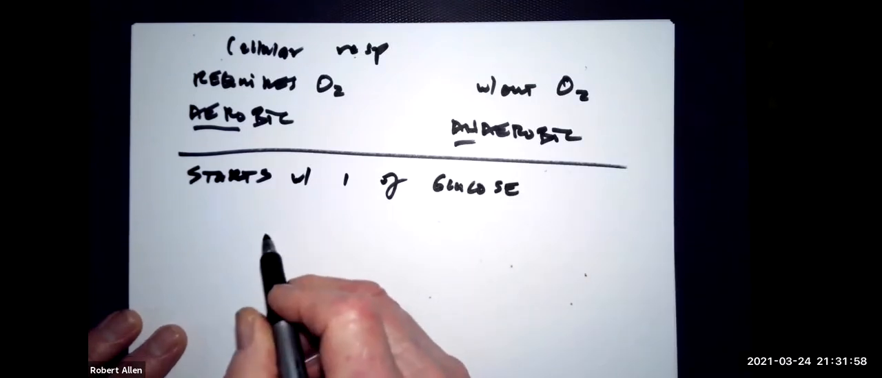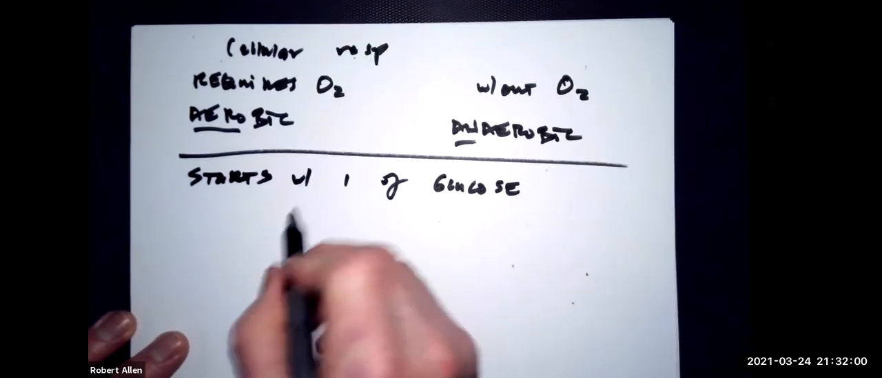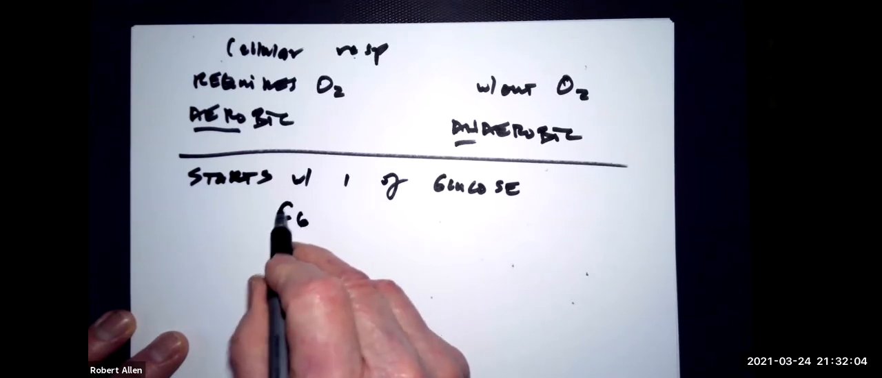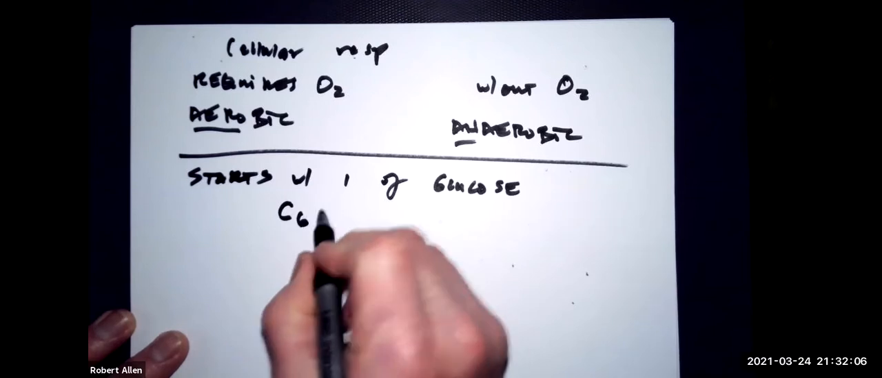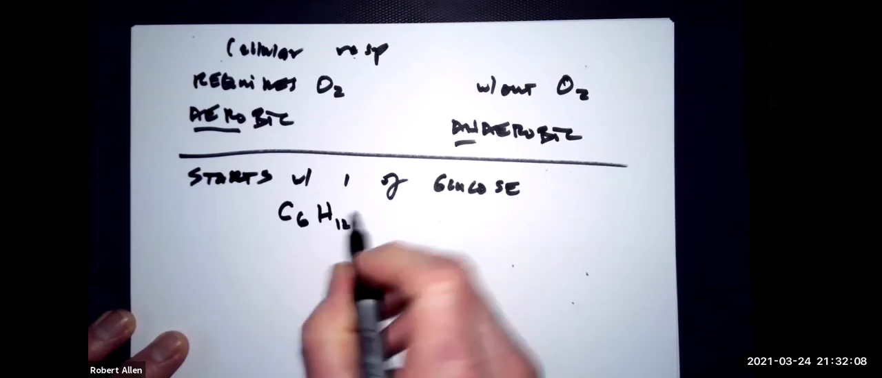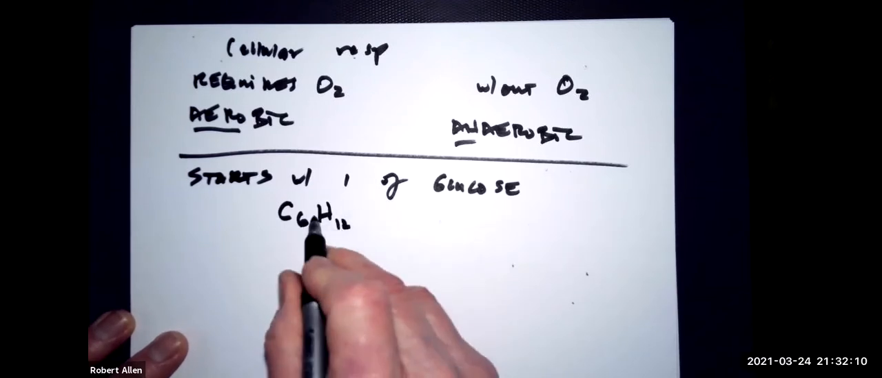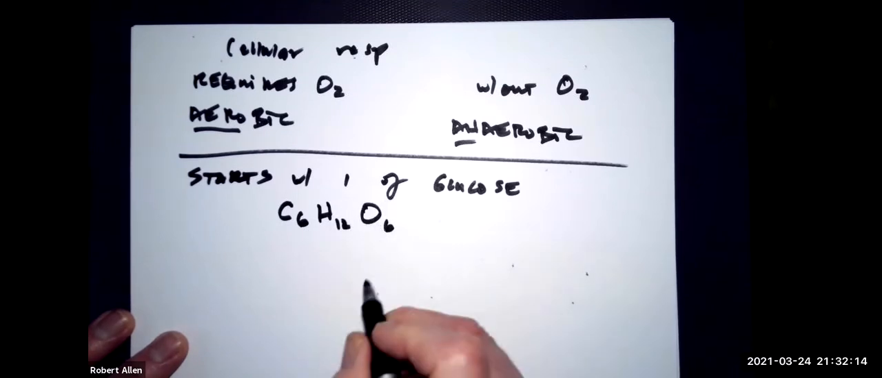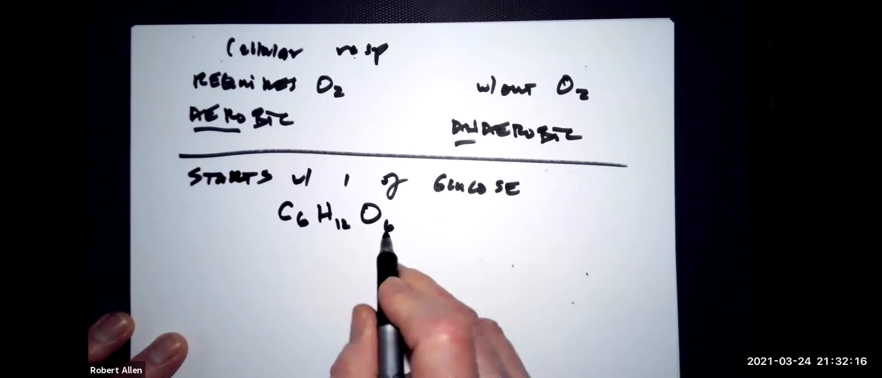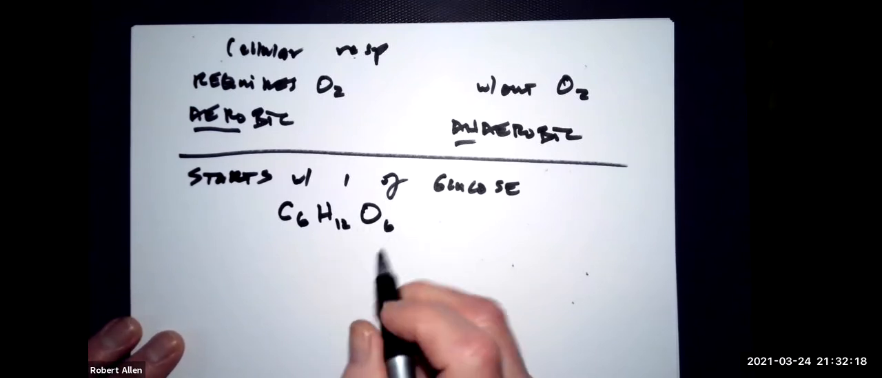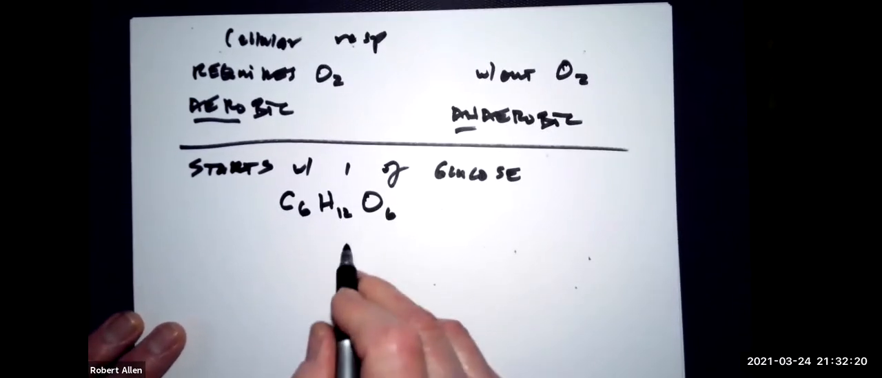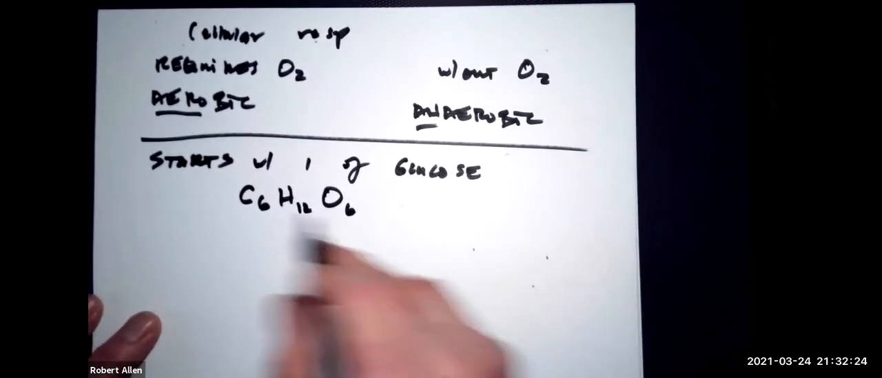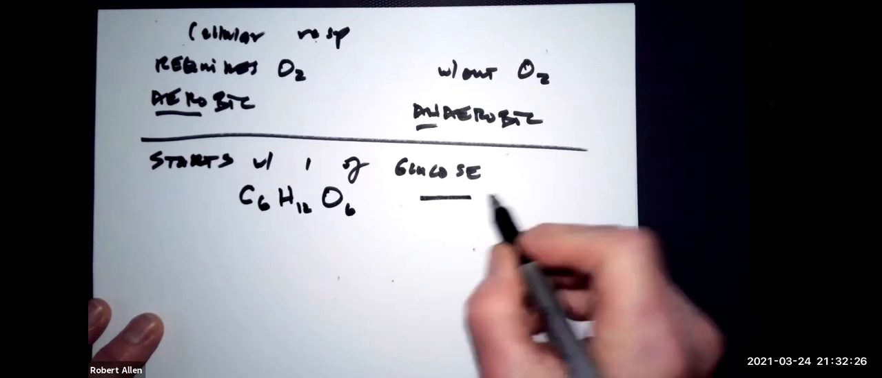Glucose's formula, we've got to do a few of these, is C6H12O6. So there are 6 atoms of carbon, 12 atoms of hydrogen, and 6 atoms of oxygen. That's its formula. This too is a storage molecule. We can actually draw a shortcut version of what it really looks like.